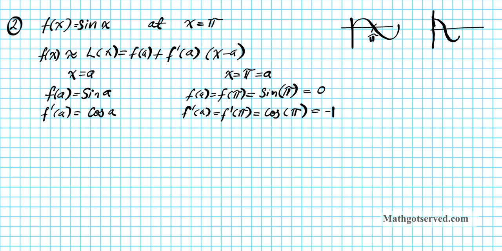So it goes something like this. And this is pi right here. And the minimum, we know the minimum of the cosine function is -1. All right, so we have all the ingredients to assemble to create our linearization function.